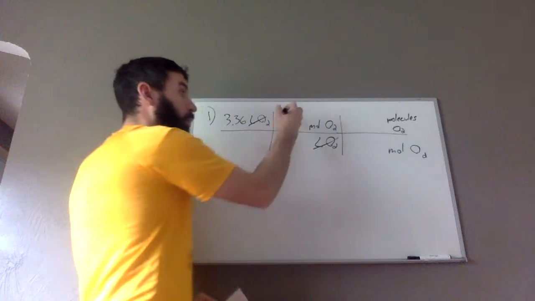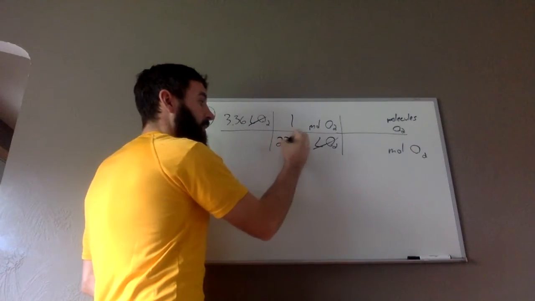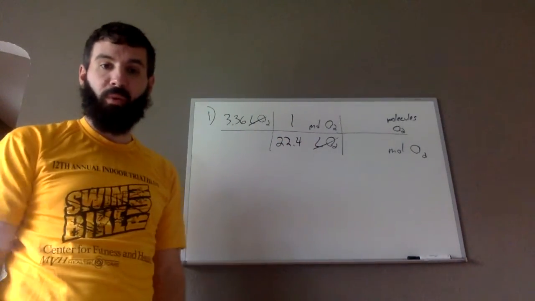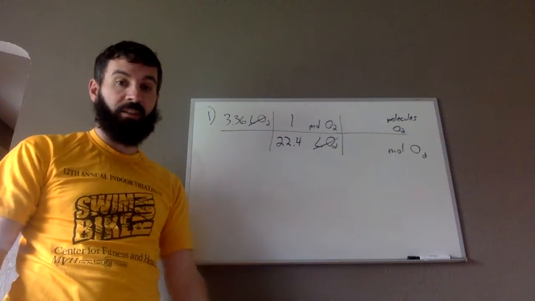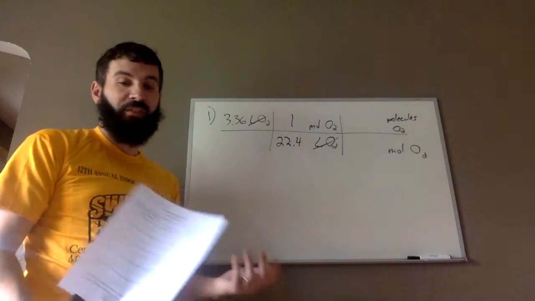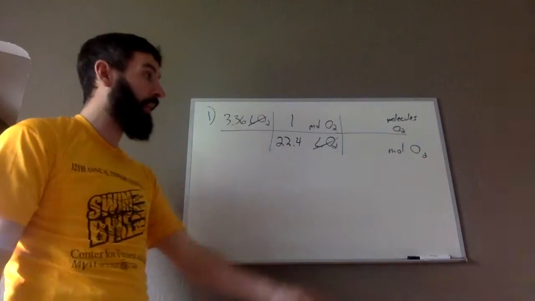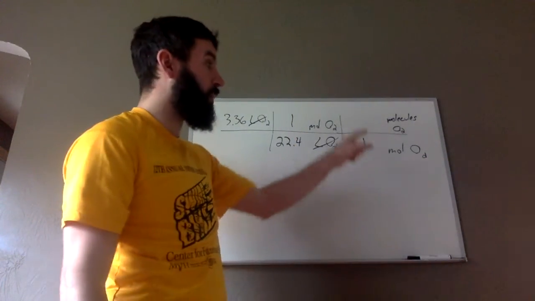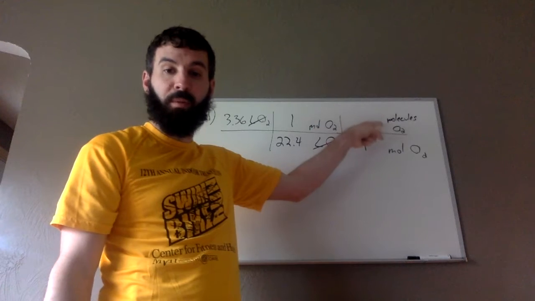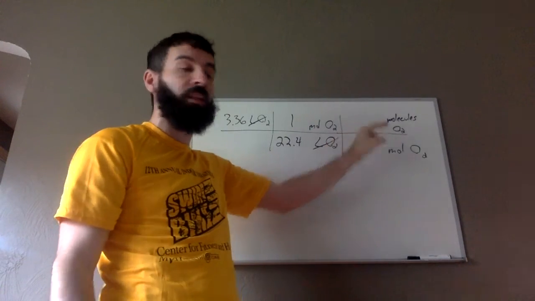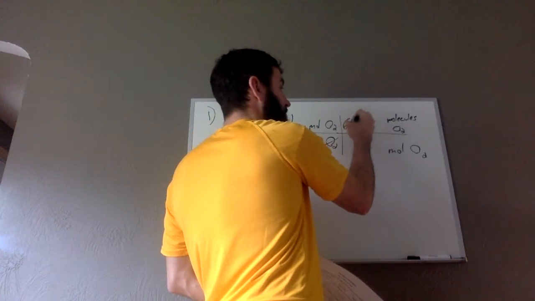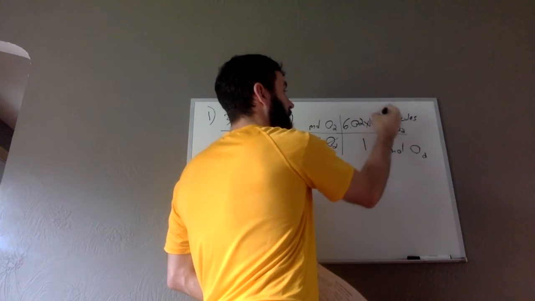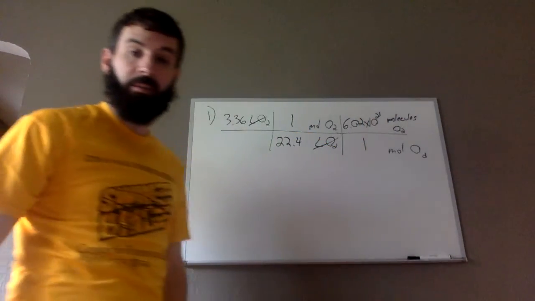If you guys remember, 1 mole of any gas equals 22.4 liters. That's just a conversion factor. It's not something you had to find. It's just always the same. And then 1 mole of any substance always equals the same number of particles, which could be molecules, atoms, or something called formula units. It's always that big number, 6.02 times 10 to the 23rd.